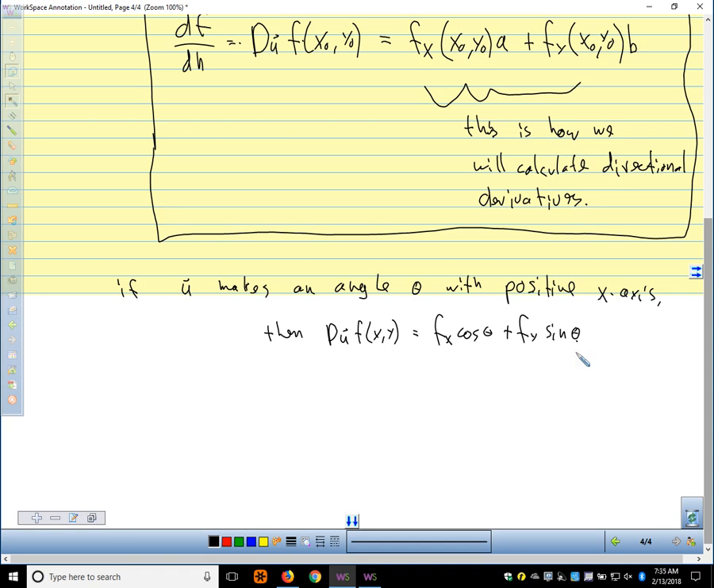Another note, at a particular point, there are an infinite number of directional derivatives. We can choose to go in any direction, any compass heading. So we can find an infinite number of directional derivatives at a particular point, just picking a different direction to go.